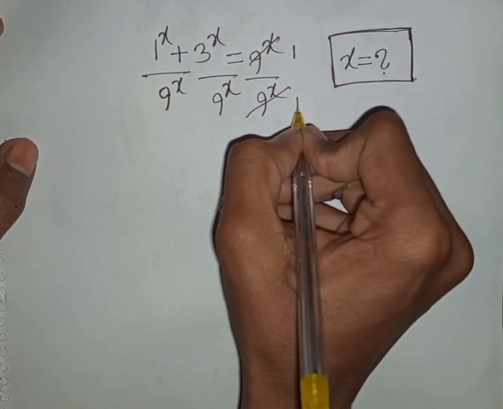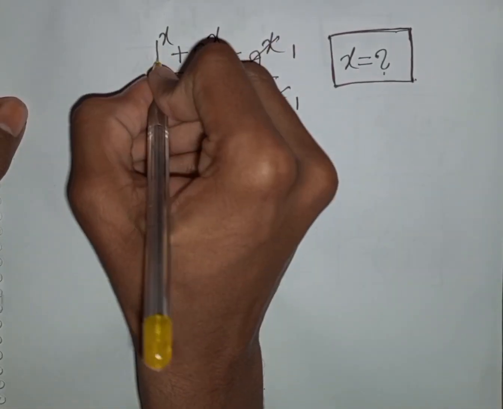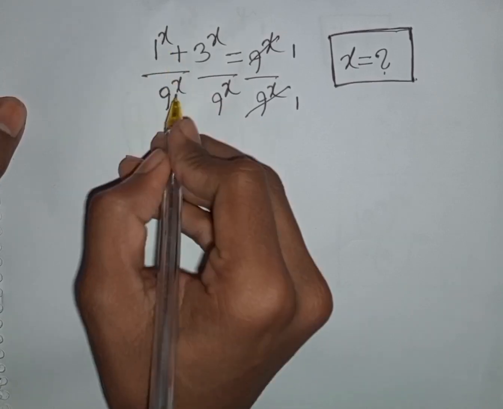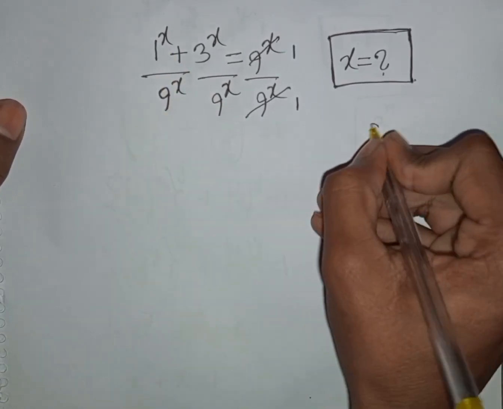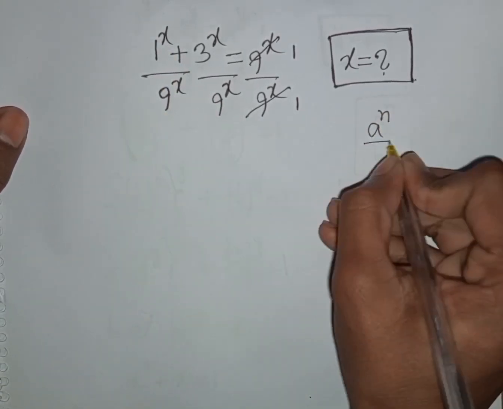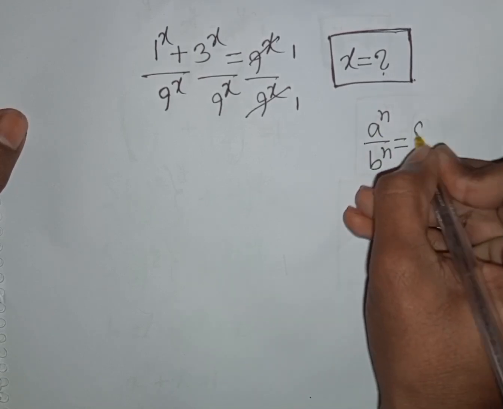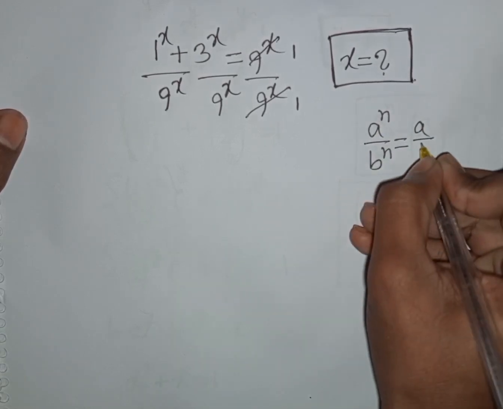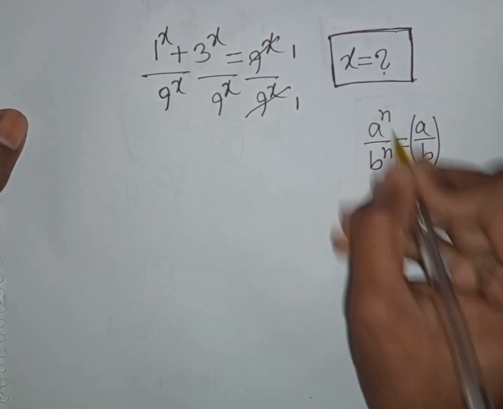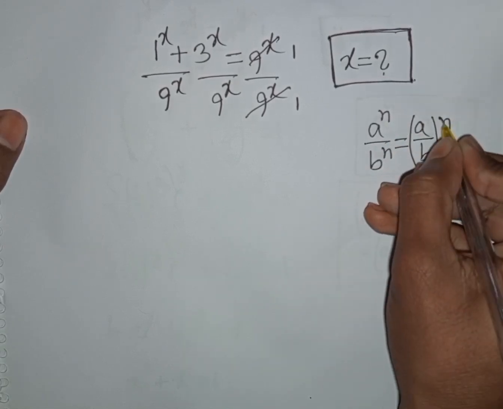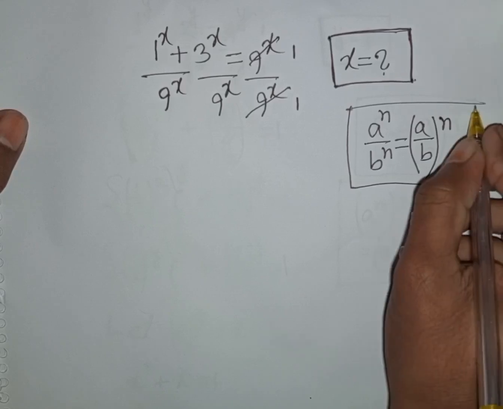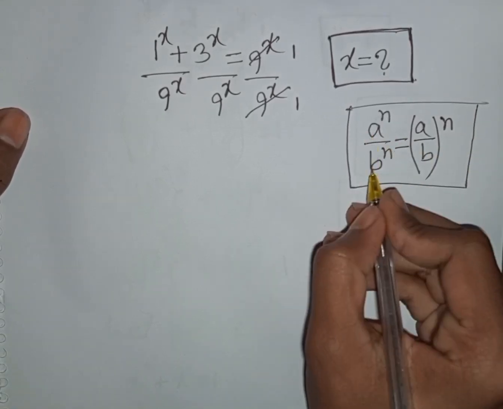Now from here we see x is the same power but a different base. So according to this formula, a^n over b^n is equal to (a over b) to the common power n. That means n is the same power but a different base.